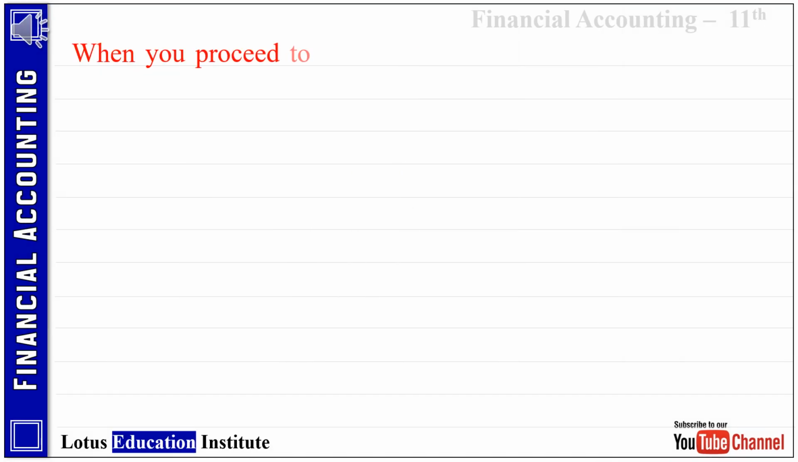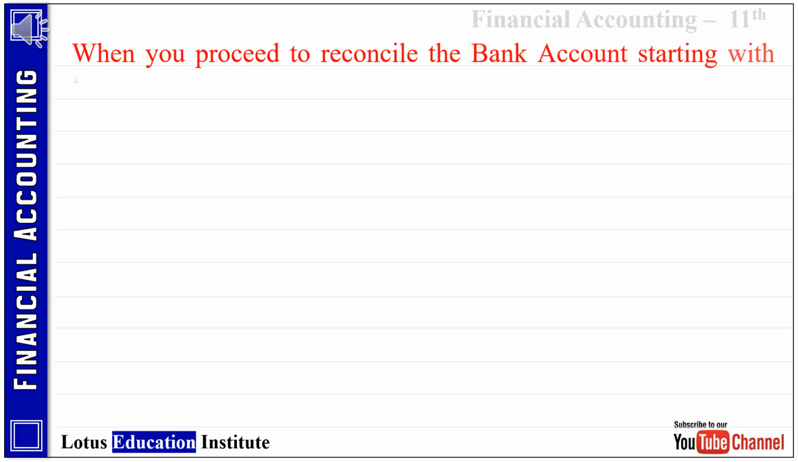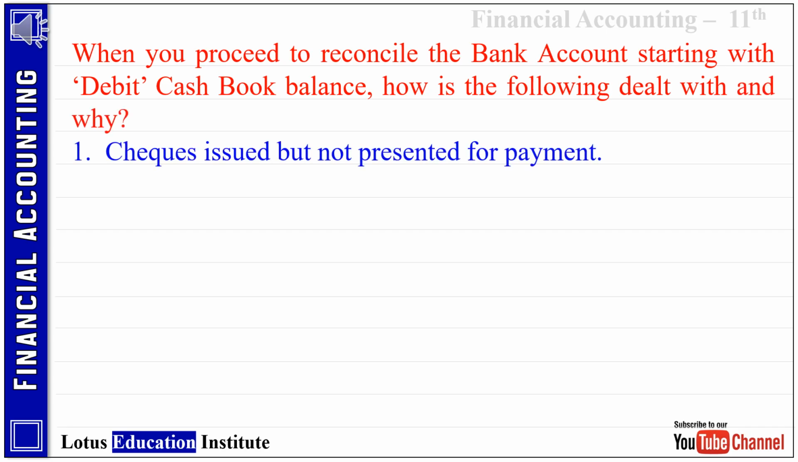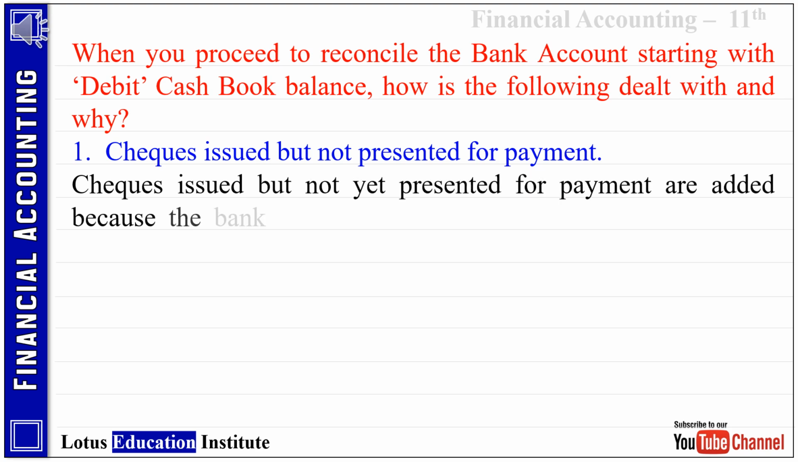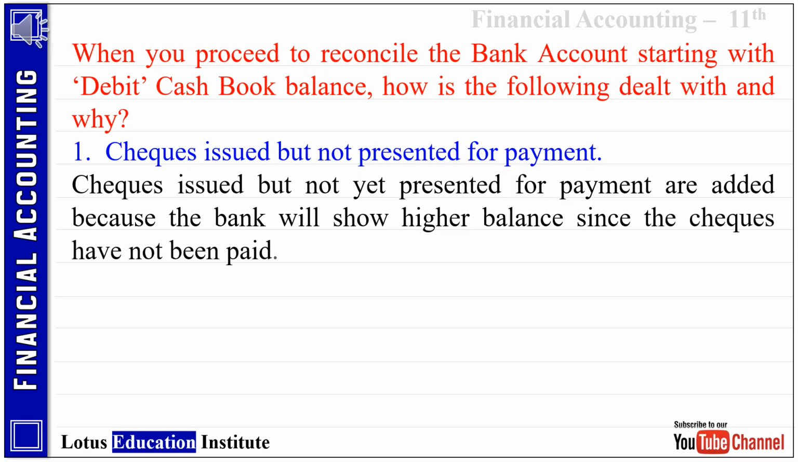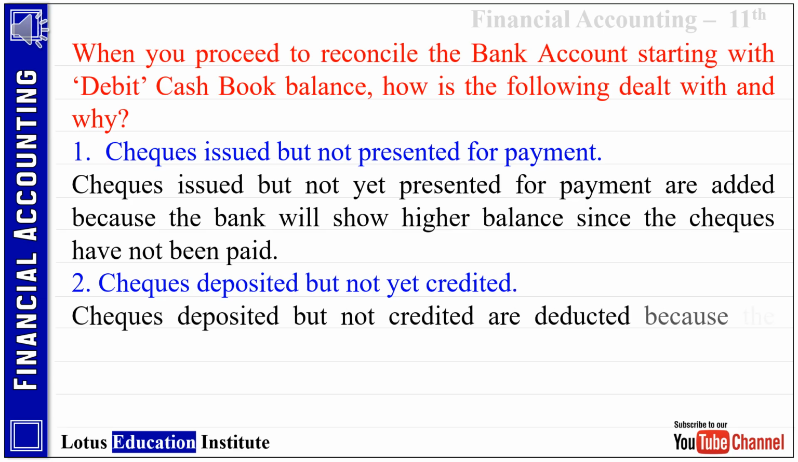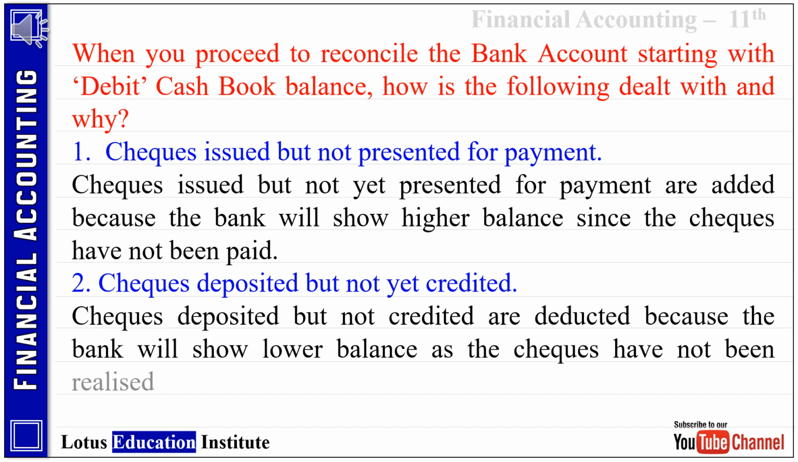When you proceed to reconcile the bank account starting with debit cash book balance, how is the following dealt with and why? 1. Checks issued but not presented for payment. These are added because the bank will show a higher balance since the checks have not been paid. 2. Checks deposited but not yet credited. These are deducted because the bank will show a lower balance as the checks have not been realized by the bank.